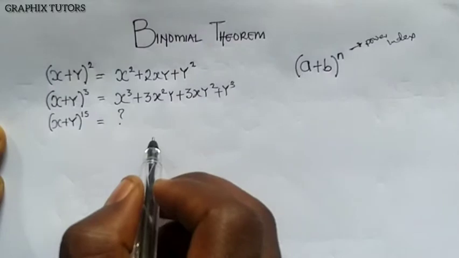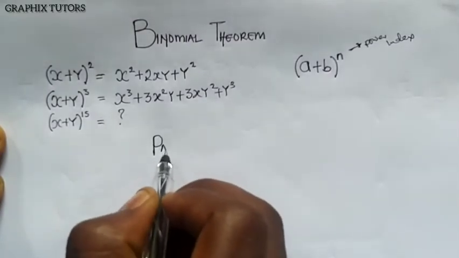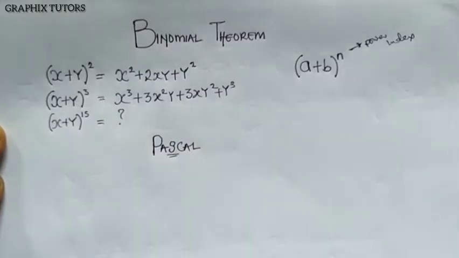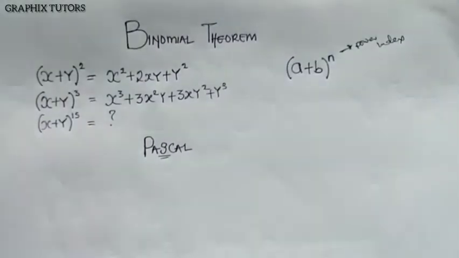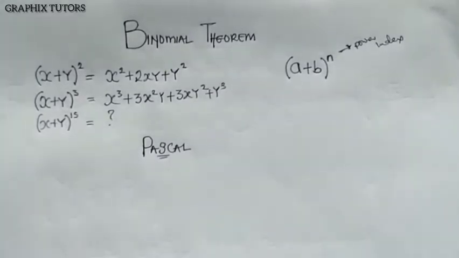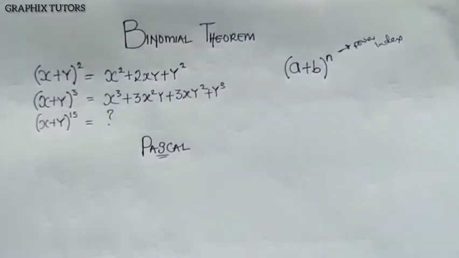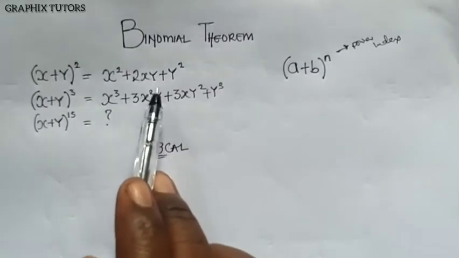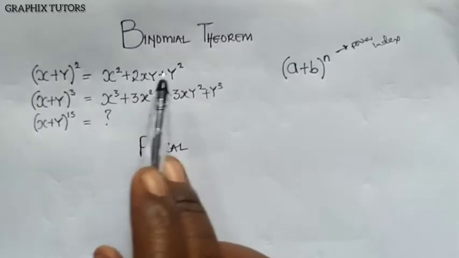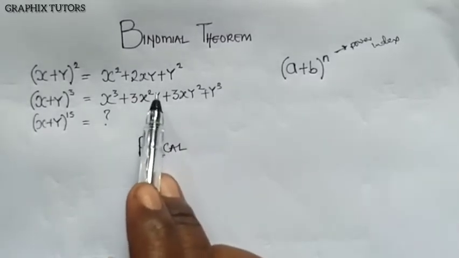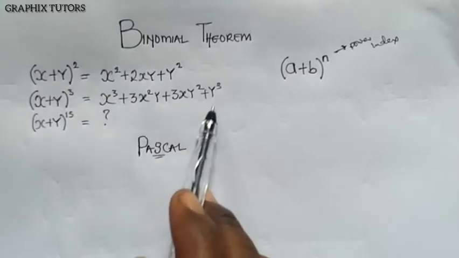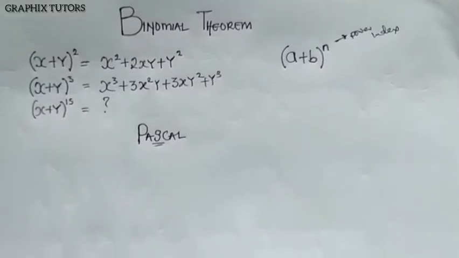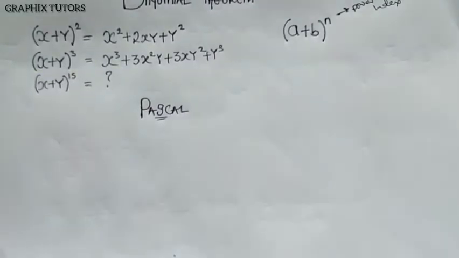So what we're looking at today will be the Pascal Triangle. The Pascal Triangle is used to get the coefficient of expansion. When I mean coefficient of expansion, since we have 2xy, the coefficient of xy here is 2. The coefficient of x squared y is 3. So the coefficient is the figure that is close to a variable.